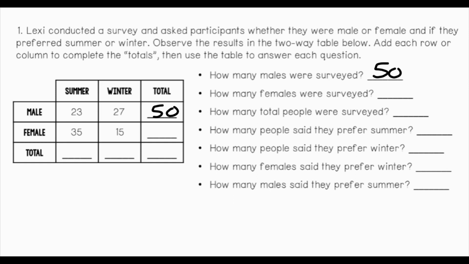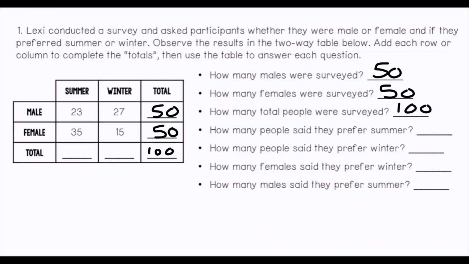Now I want to know how many females were surveyed. I do this the same way. Female would be in this row of 35 and 15. 35 and 15 is again 50, so there's 50 total females surveyed. Now I want to know how many total people were surveyed, so I'd read the total column going down. 50 and 50 would make 100, so I know 100 total people were surveyed.